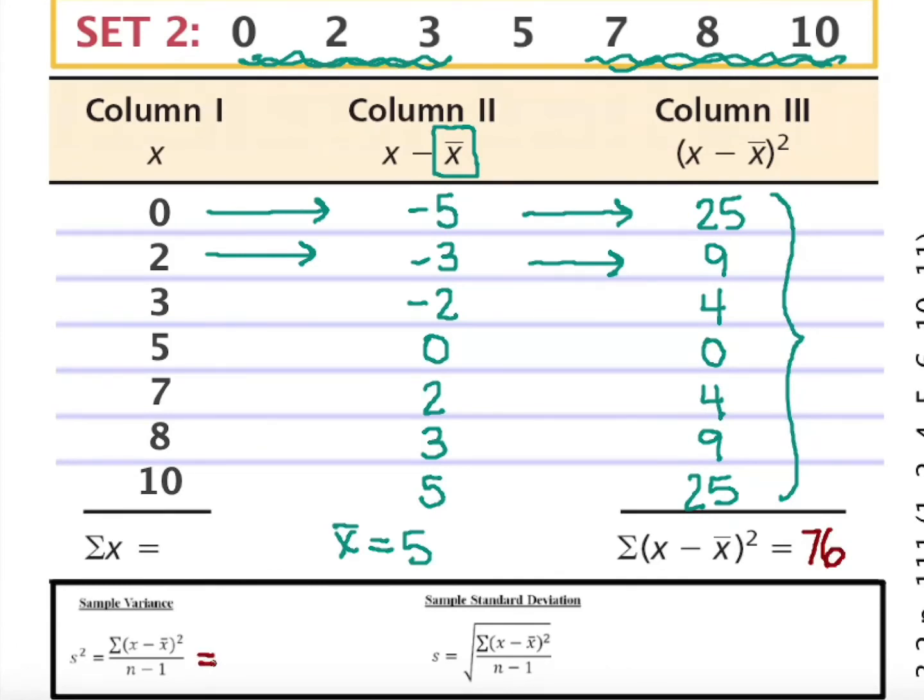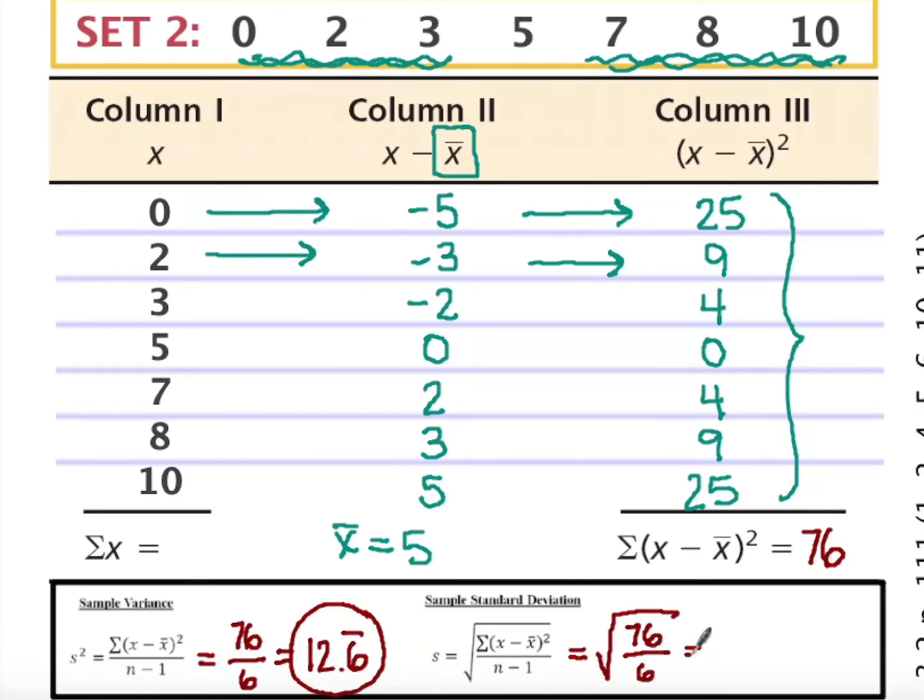So when we go down to do our calculations, the sum of x minus x bar squared would be 76 divided by 7 values minus 1. And that gives us our s squared, our sample variance. Standard deviation is the exact same calculation, just with a square root over it. So that sum of the x minus x bar squareds and the 7 minus 1 on the bottom.